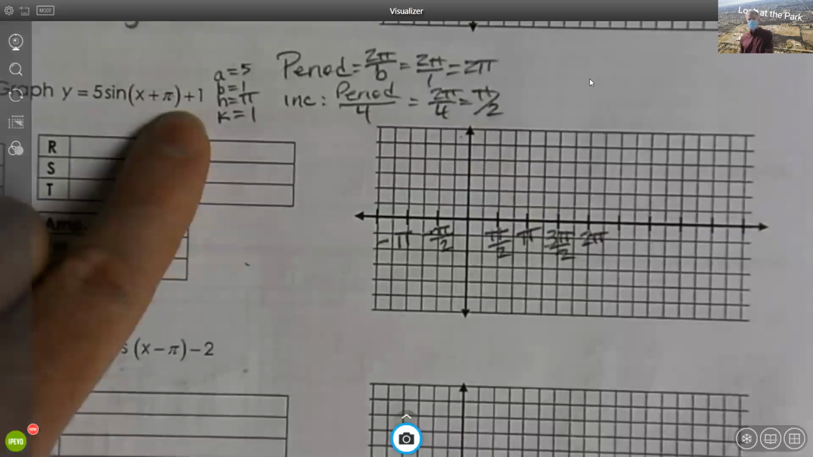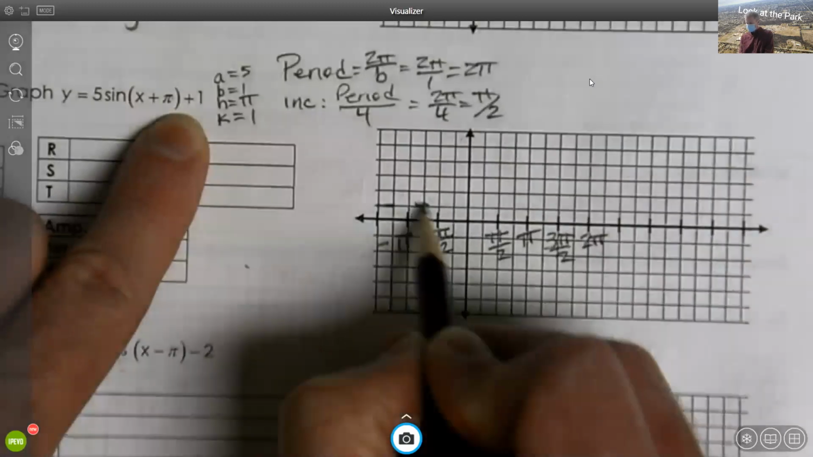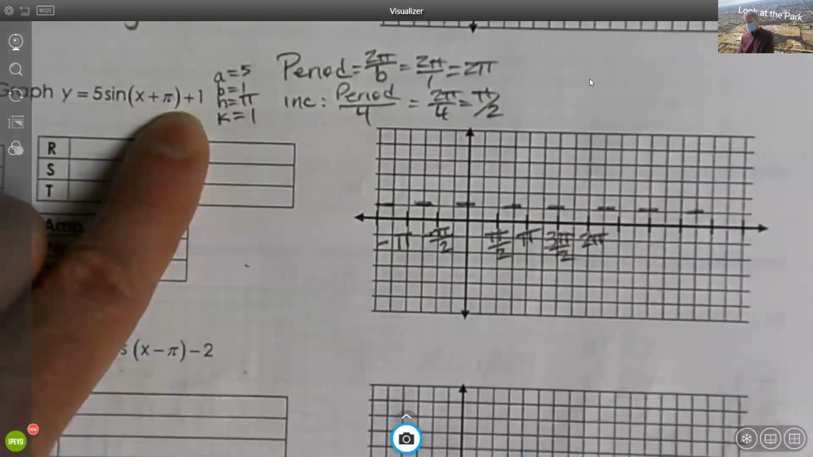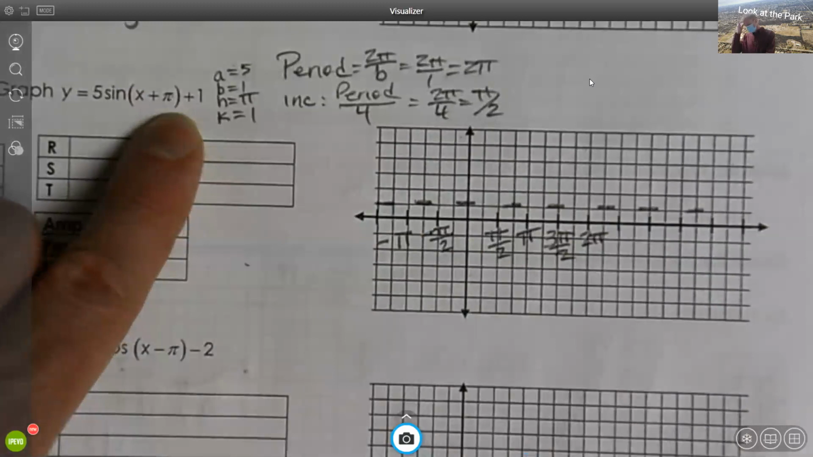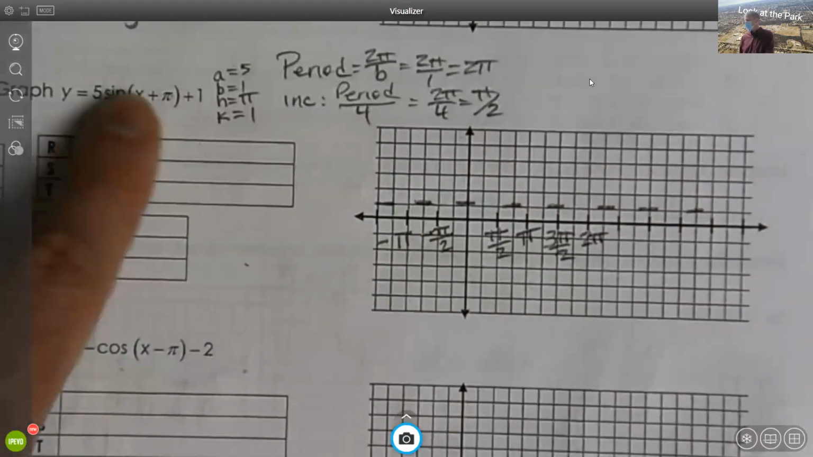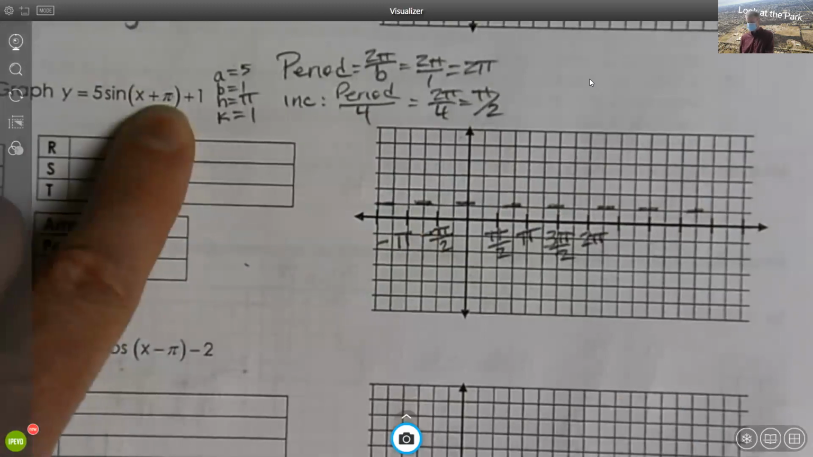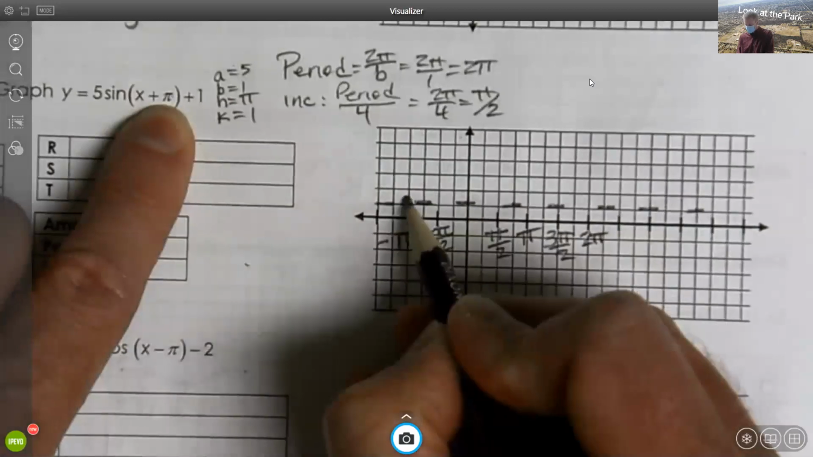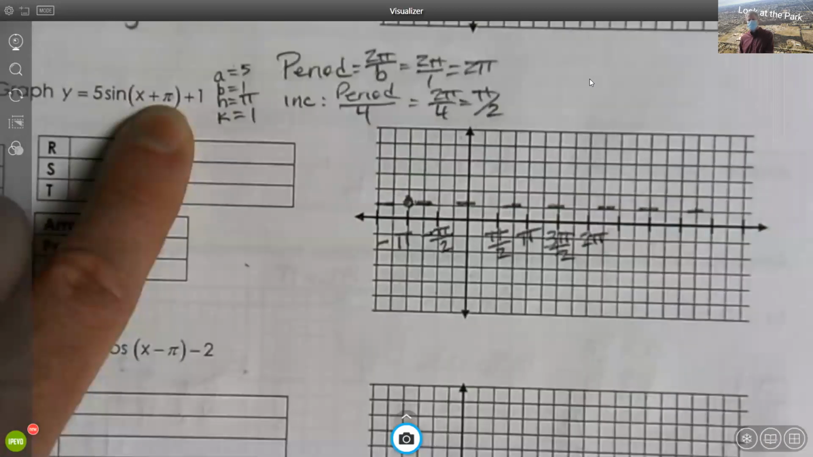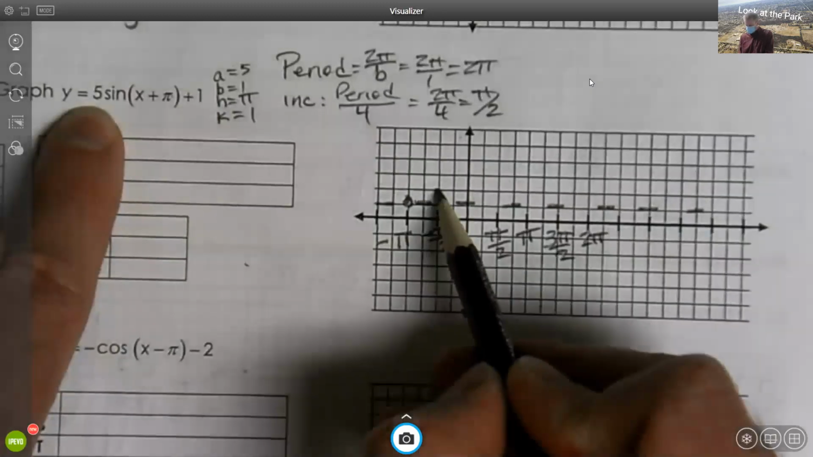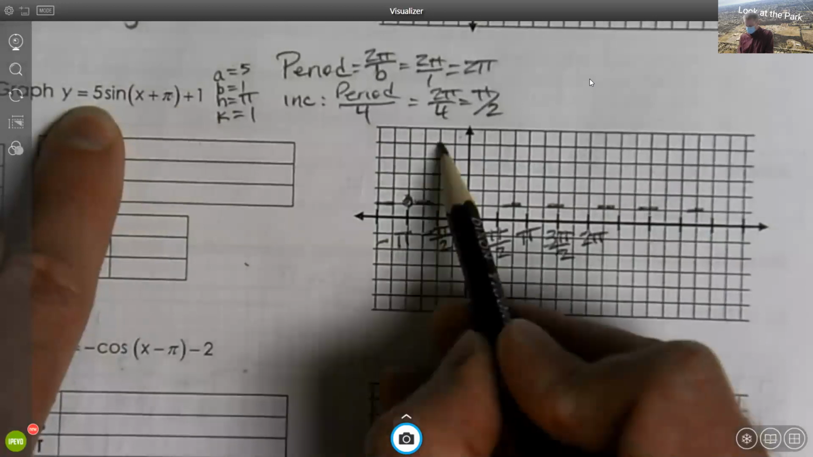We know that there would be a midline at +1. So you can come up here and put your midline in at +1. We're going to be stretching our sine graph by 5, and we're going to be starting it at negative pi. So there we are at negative pi. We're going to stretch it by 5. So instead of going up 1 unit, I'm going to go up 2, 3, 4, 5.